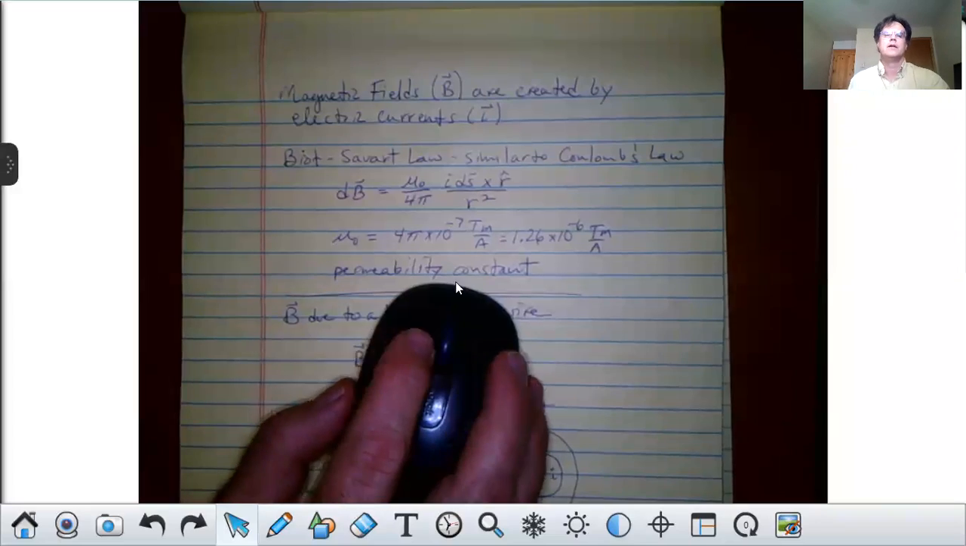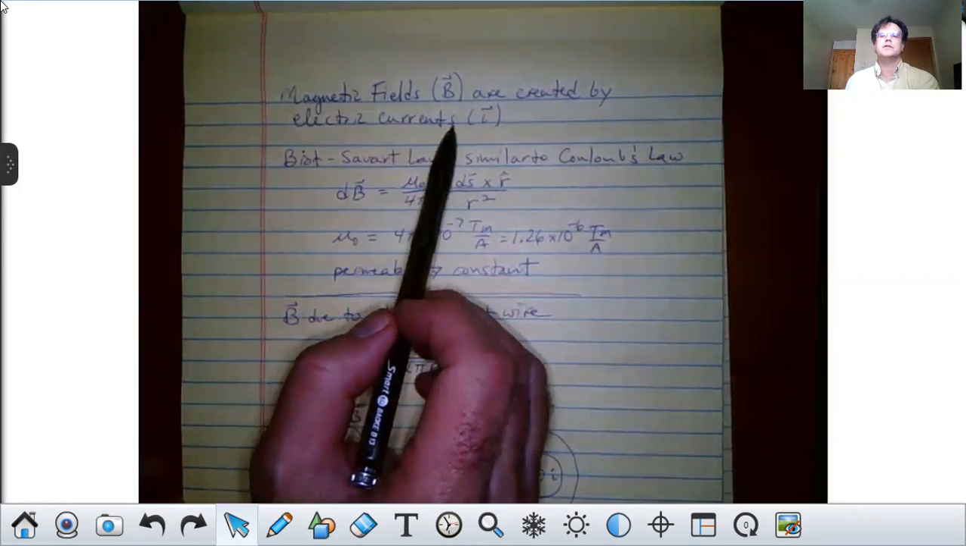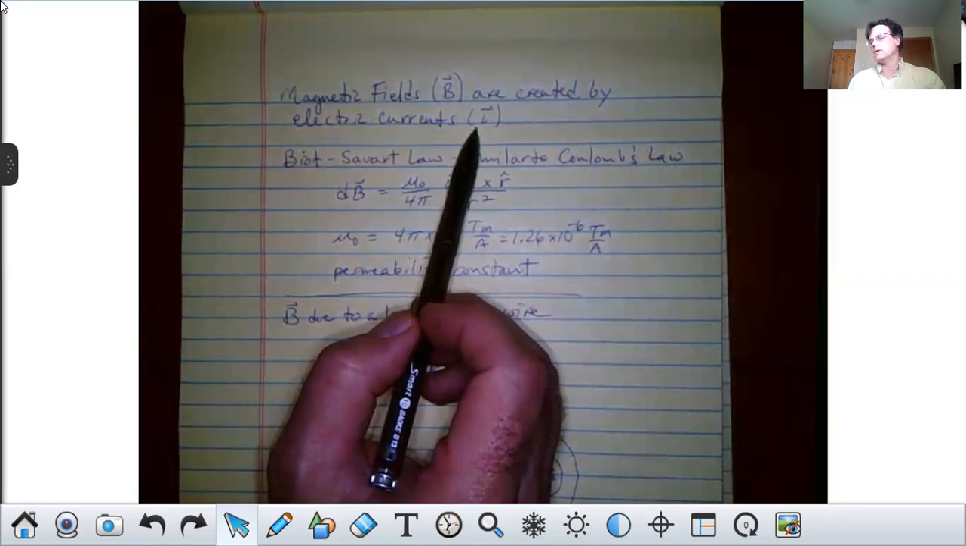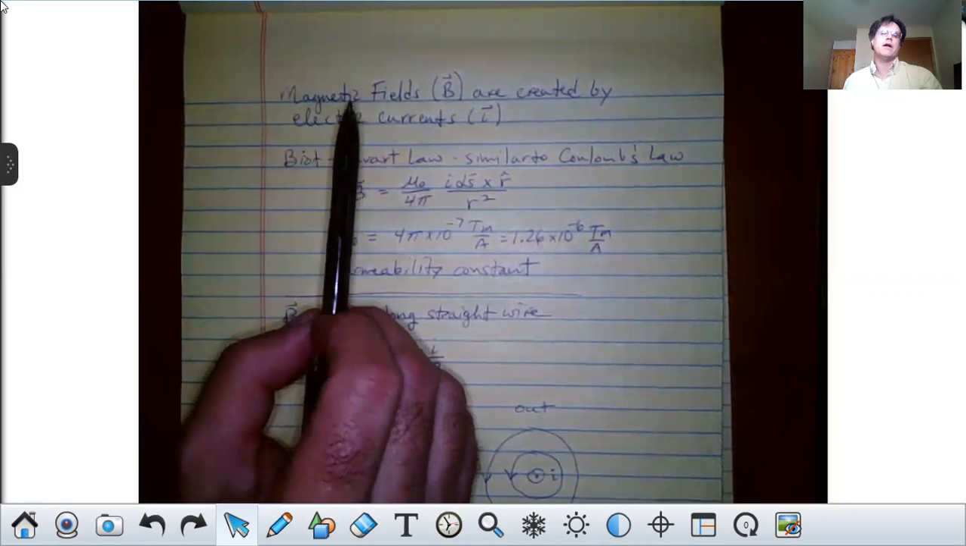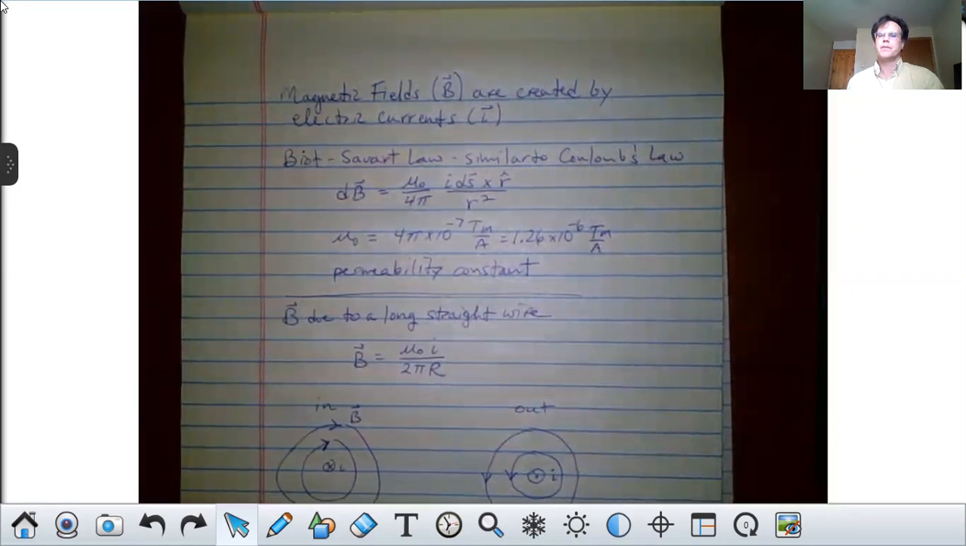So for chapter 29, what we're going to talk about are magnetic fields, how they're created. And the general rule is that magnetic fields are created by electric currents. Now, we're going to talk about currents in a wire, but it doesn't have to be in a wire. It could be any moving charge. So for example, the electrons moving around the nucleus in an atom will create a magnetic field. The motion or the spin of the electron around its own axis also creates a magnetic field. So anytime you have motion of a charge, basically, is when you get a magnetic field.